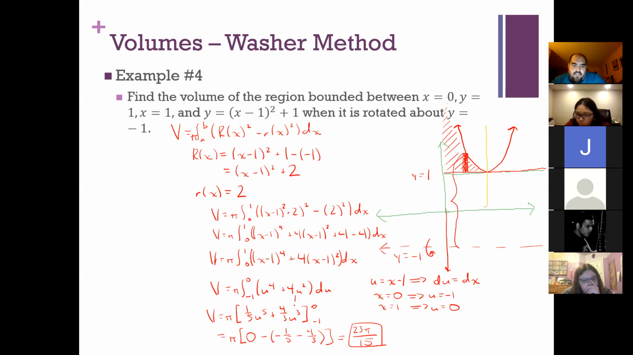So you're understanding this step right here? Yes. Okay. Right. Any other questions about this one? I think I have one more example tonight. All right, let's go ahead and finish up.